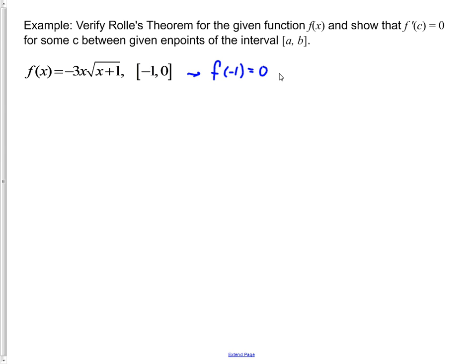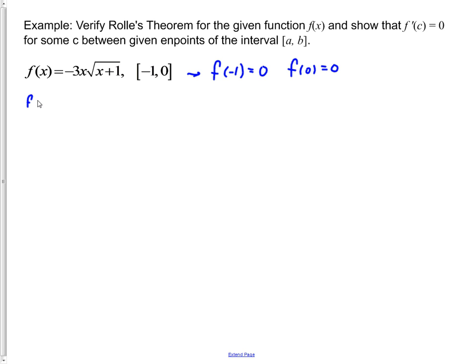And then we try f of 0, and of course, f of 0 is also equal to 0. Again, you can verify this within the interval. So so far so good, and the function is continuous on the interval from negative 1 to 0. Next question: is f of x differentiable on the open interval from negative 1 to 0? So we're going to find out here.